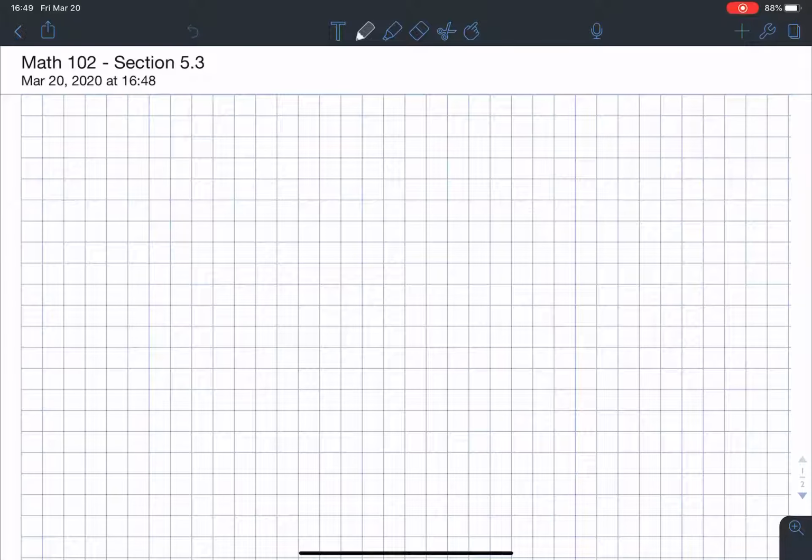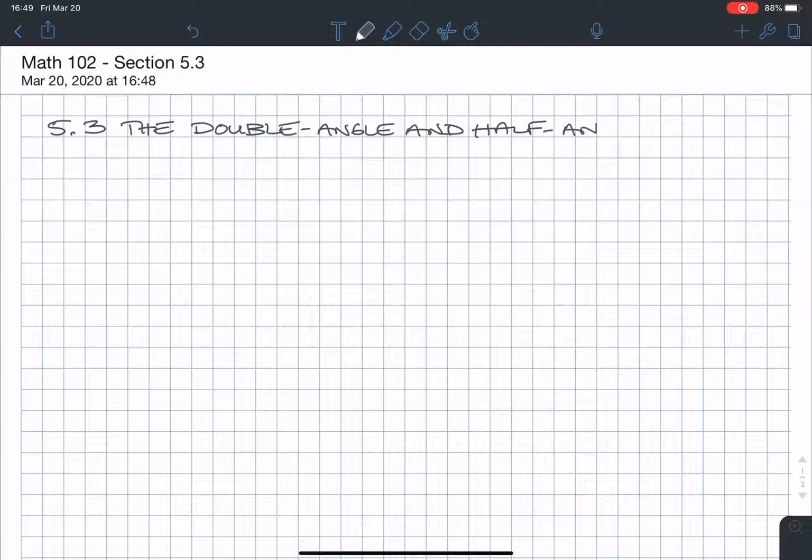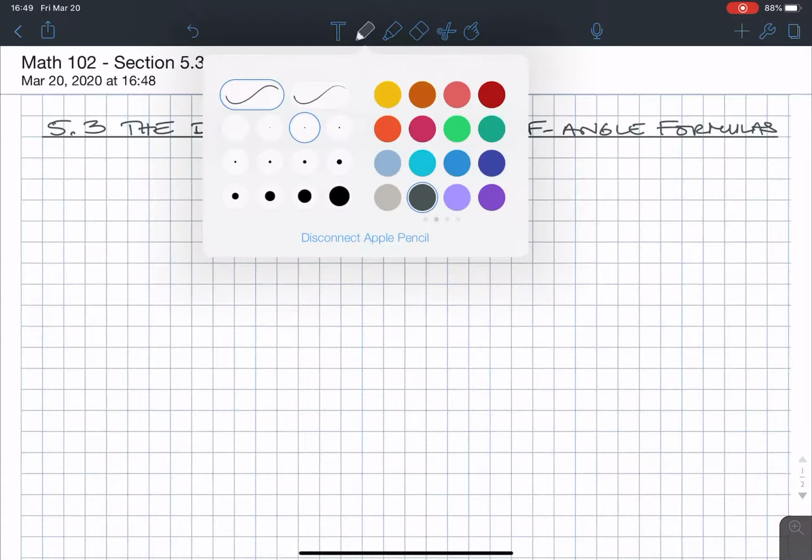Okay, so welcome to section 5.3, the double angle and half angle formulas. Okay, so let's recall.